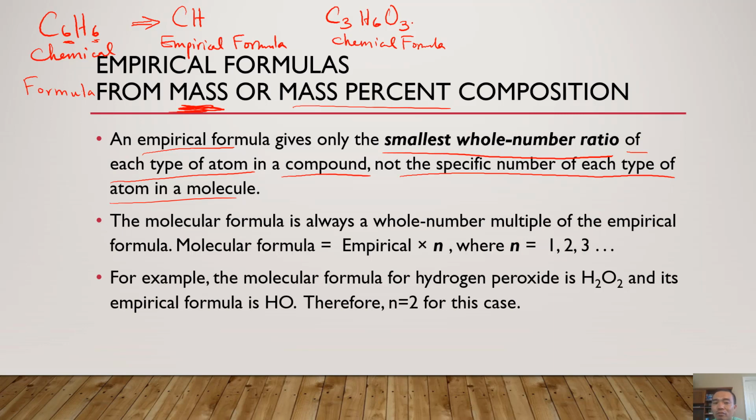If we divide every number by 3, remember you've got to divide every number, or else the ratio will not be the same for the whole formula. That means it will be a wrong calculation. So if you divide by 3, carbon will become 1, H will become 2, O will become 1 as well. So that's the empirical formula.